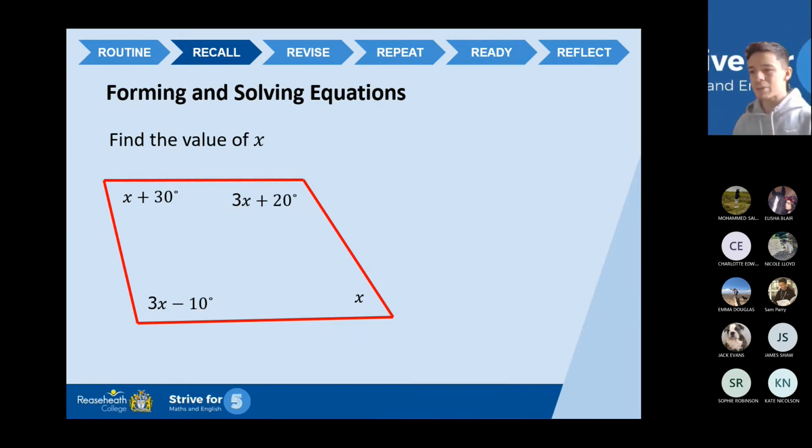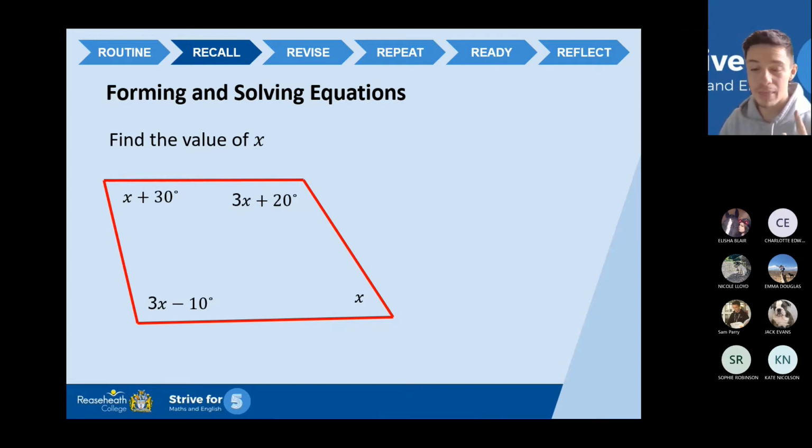Right. This is a four-sided shape. Angles inside of a four-sided shape add up to 360 degrees. If it was a triangle, Lottie, I'd completely agree with you, 180. But because it is a four-sided shape, the angles need to add up to 360, okay?